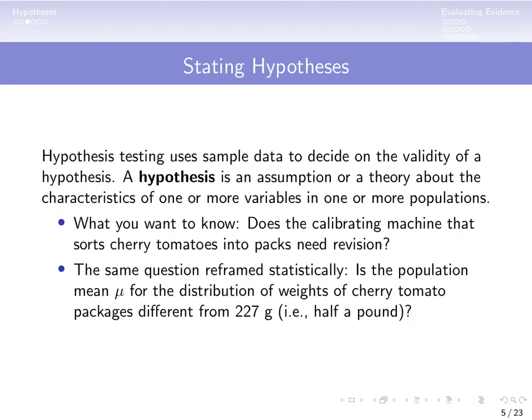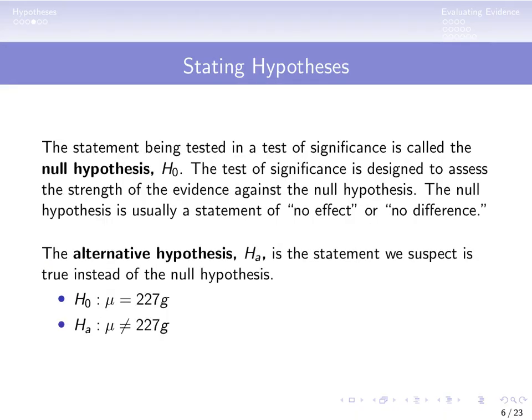So hypothesis statements are about population parameters, such as the population mean, population proportion, and so on. The statement being tested in a hypothesis test, or test of significance, is called the null hypothesis and denoted by H naught. The test of significance is designed to assess the strength of the evidence that your sample provides against the null hypothesis. Typically, the null hypothesis is a statement of no effect or no difference. I sometimes also like to call it the statement of equality, because the null hypothesis is going to be an equal statement.